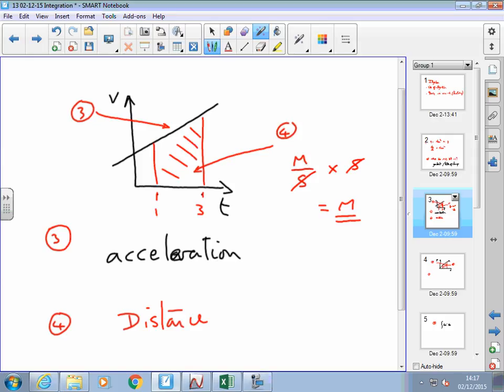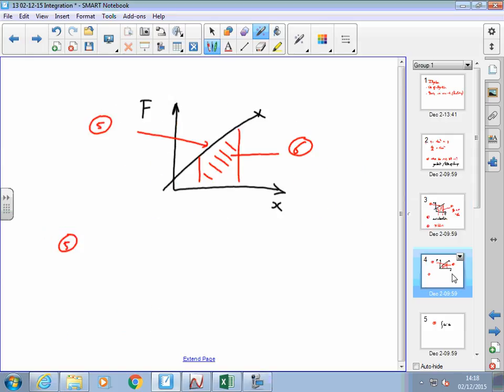So if I wanted to find out how far this thing had gone, I'd get this function and I'd integrate it. And that would tell me how far it's gone. And similarly for this.